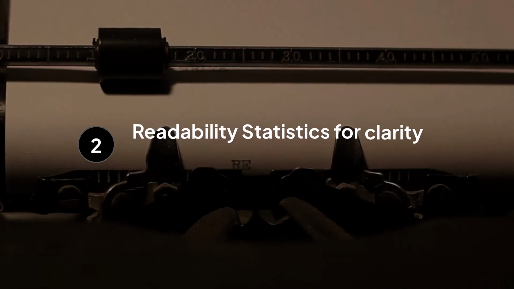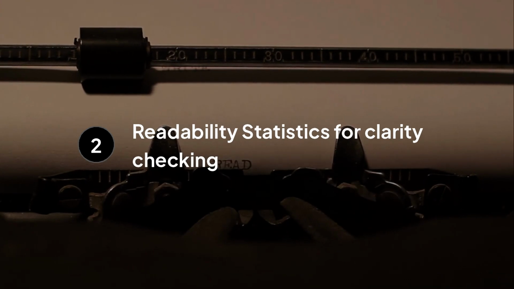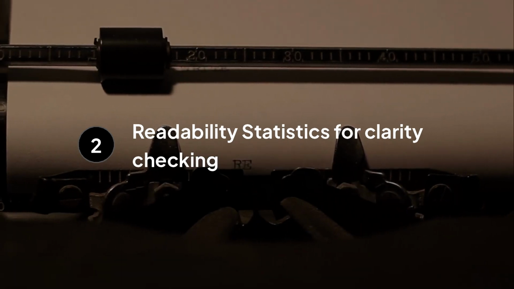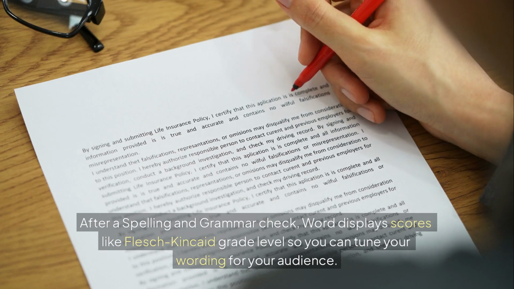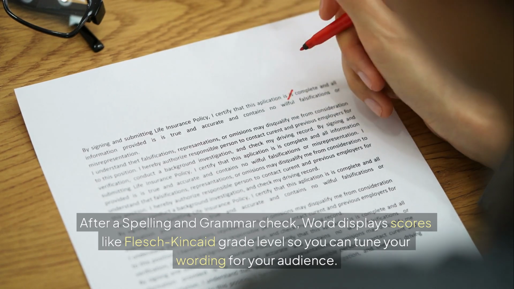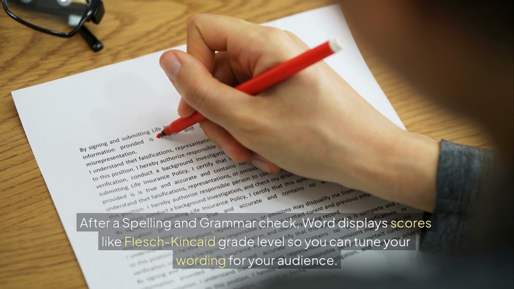To check clarity, enable readability statistics under File, Options, Proofing. After a spelling and grammar check, Word displays scores like Flesch Kincaid grade level so you can tune your wording for your audience.